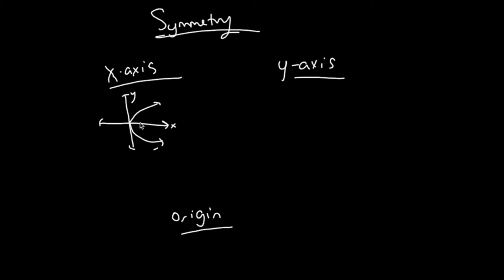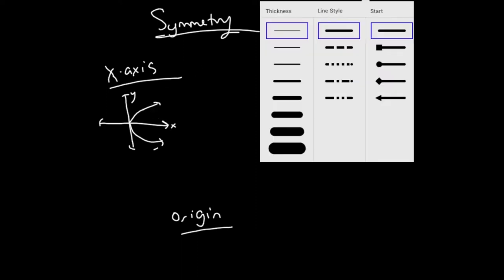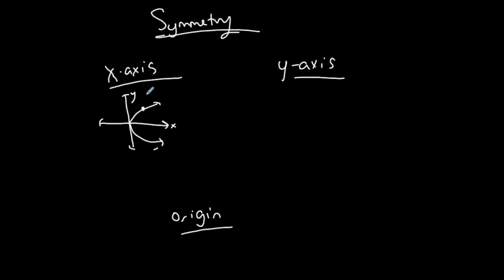However, this is an example of a graph that is symmetric to the x-axis. Now, I want you to notice that in this graph, if I were to, let's say, put a point here, let's say this was the point (2, 3), the point across the x-axis on the other side, symmetric to this point, would be here. It would have the same x-coordinate, wouldn't it? But it would just be equidistant to the x-axis on the other side. So the y-coordinate would be the opposite. So when we're talking about symmetry to the x-axis, we're talking about the same x-coordinate but opposite y-coordinates.